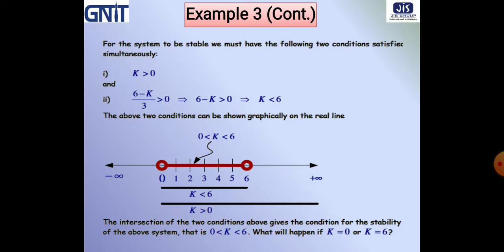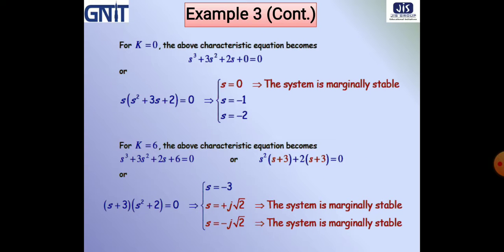Now, what will happen if k is equal to 0 and k is equal to 6? Just go to the next slide. Now, if k is equal to 0, then from the characteristic equation we get s cube plus 3s square plus 2s is equal to 0. So that will be our new characteristic equation.